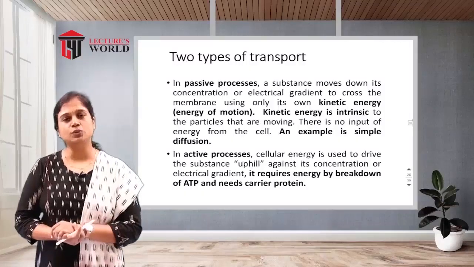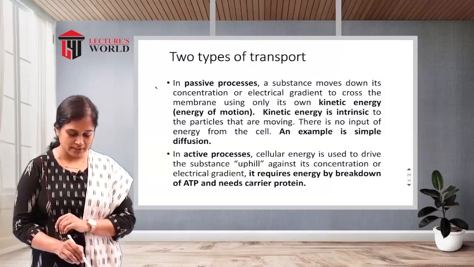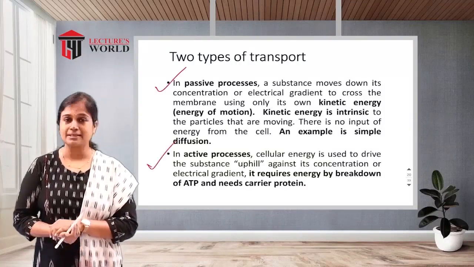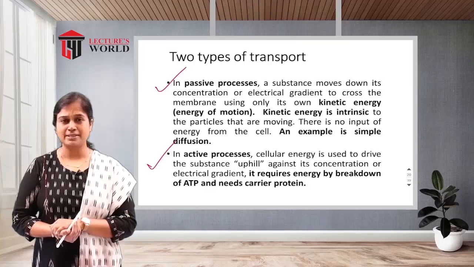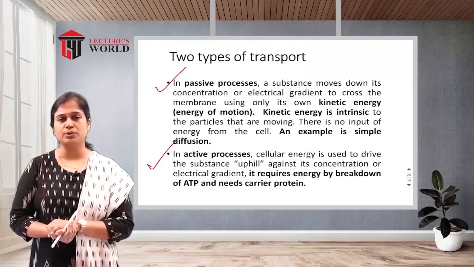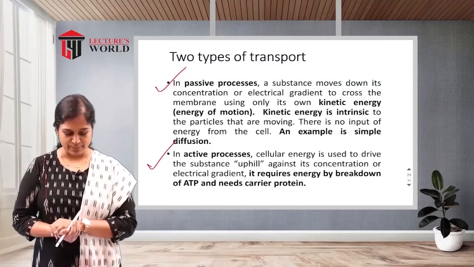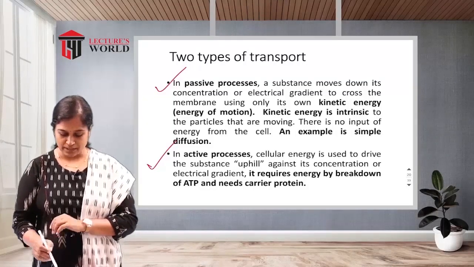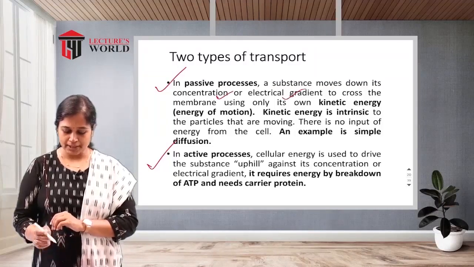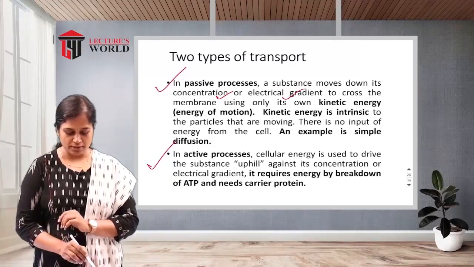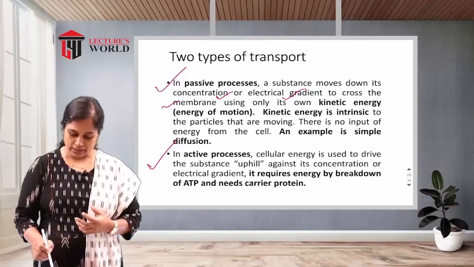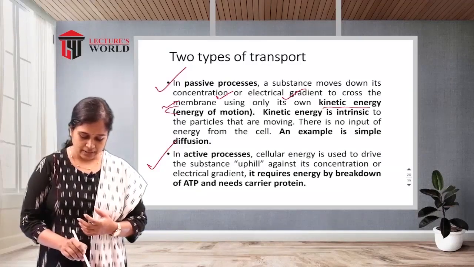Basically there are two types of transport. First is the passive transport, or passive process, and the second is the active process. The name itself suggests that passive transport doesn't require energy, or doesn't require breakdown of ATP. In the passive process, a substance moves down its concentration or electrical gradient to cross the membrane using only its own kinetic energy. What is kinetic energy? It is the energy of motion.